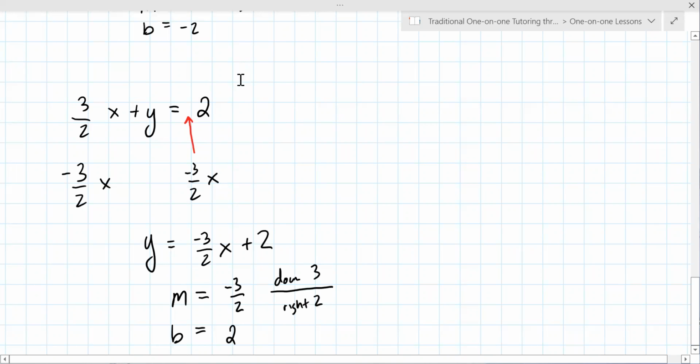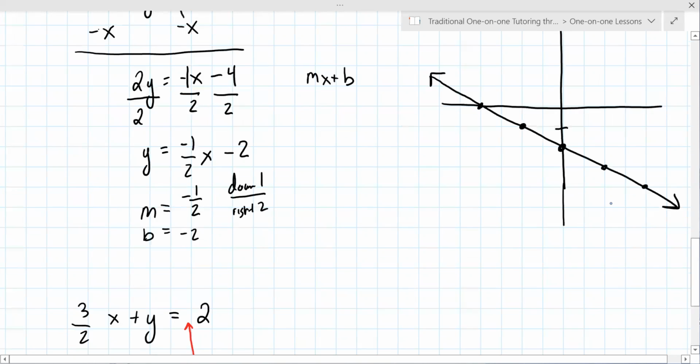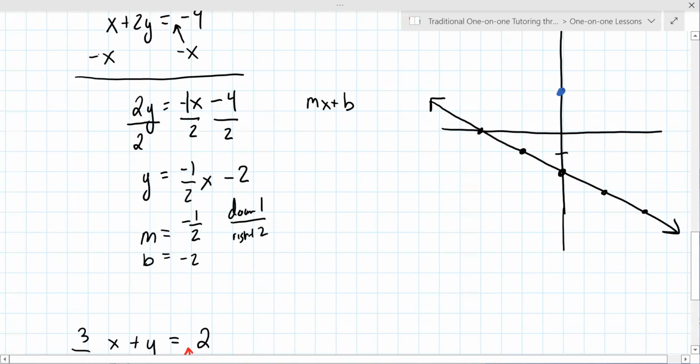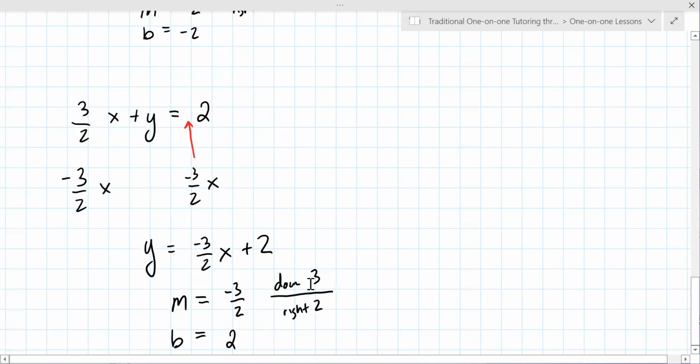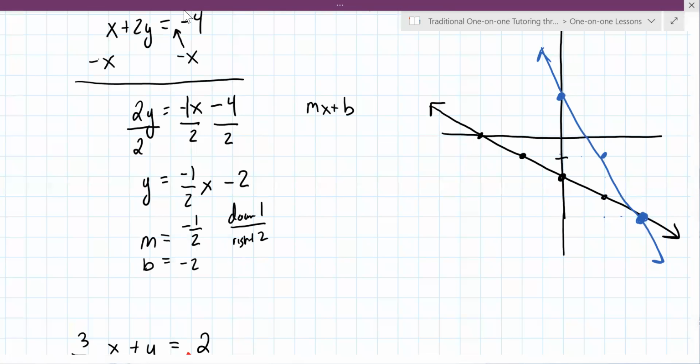Yes. Okay, so now I'm going to go to the b value. You always start at the b value. The b value is at 2. And then you follow the instructions here. You go down 3, right 2. So 1, 2, 3, right 2, down 3, right 2. Okay. And hopefully they intersect in a nice point. Yes. Okay, so they do.